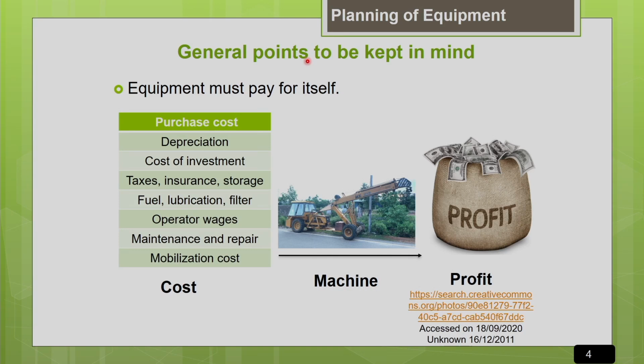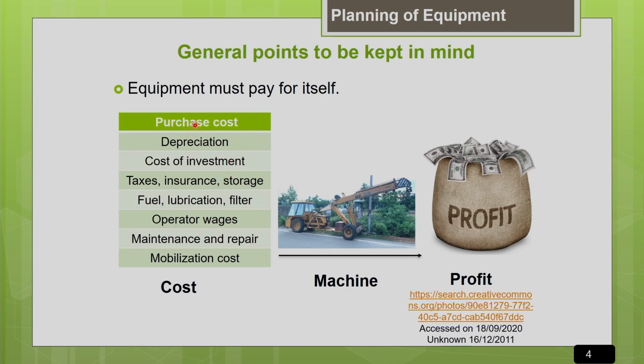Before discussing the list of important equipment selection factors, let us have a general discussion on the points to be kept in mind while planning for the equipment. The first point is that equipment must pay for itself. What this means is that we have invested a huge amount of money in the equipment. There is a lot of cost invested in the equipment.